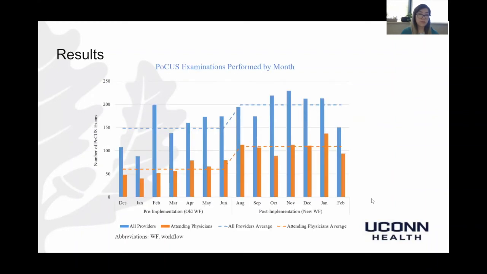This is a graphical representation of that same data broken down by months. On the left, you can see the old workflow, and on the right is the new workflow. The blue represents all providers, and the orange represents attendings only, without the help of a resident. As you can see, the dotted lines representing the average number of exams performed by both groups increase with the new workflow.